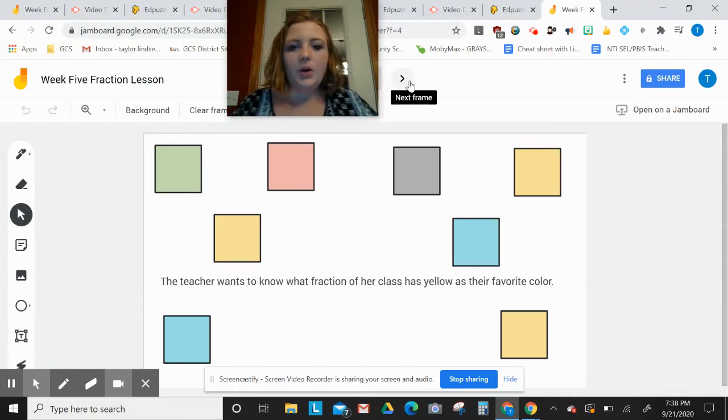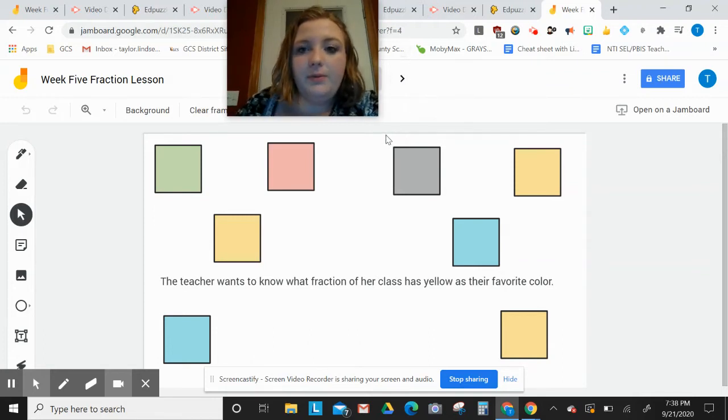The teacher wants to know what fraction of her class has yellow as their favorite color. Now we can see how many students have yellow as their favorite color. How many? Go ahead and put it in that answer box. Okay, so if you got that correct, you put that it had 3 students who loved yellow as their favorite color.